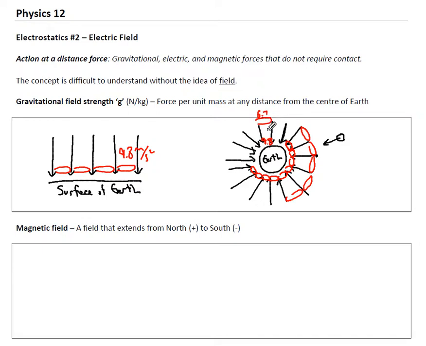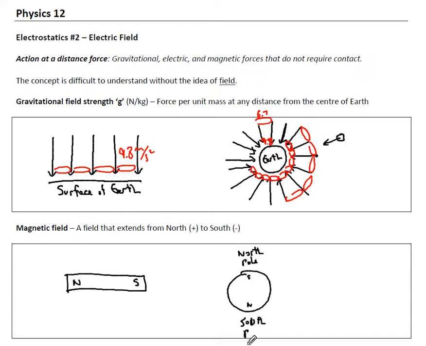So another thing that has field lines are magnetic fields. So for example, if we have a bar magnet, north and south. The Earth itself is actually a giant bar magnet. The North Pole is the magnetic south. The South Pole is the magnetic north. So here's our North Pole up here. Here's our South Pole down here.